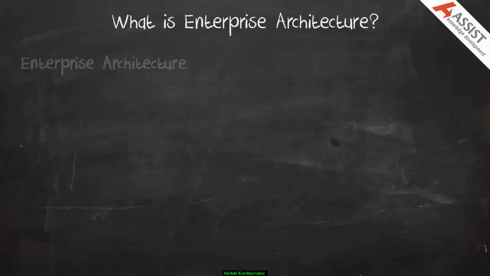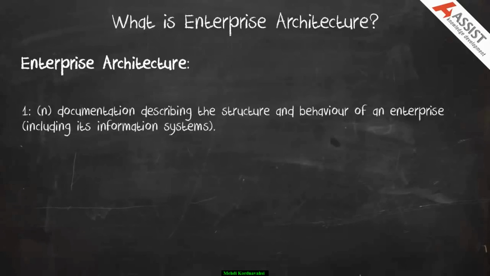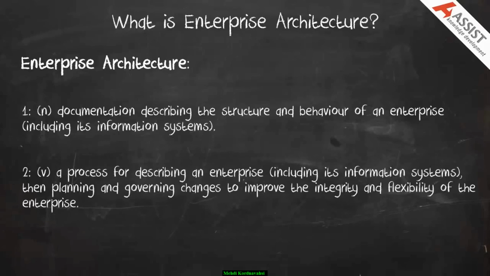So let's talk about enterprise architecture and define that. Well, this is the documentation describing the structure and behaviour of an enterprise, which includes its information systems. How much of it is IT and how much of it is business is something we'll discuss a little bit later. Go back and have a little review of the last 20 years of EA and what's been changing there. Again, the verb here is enterprise architecture is doing the process for describing an enterprise, which includes its information systems, and then planning and governing changes to improve the integrity and flexibility of that enterprise.